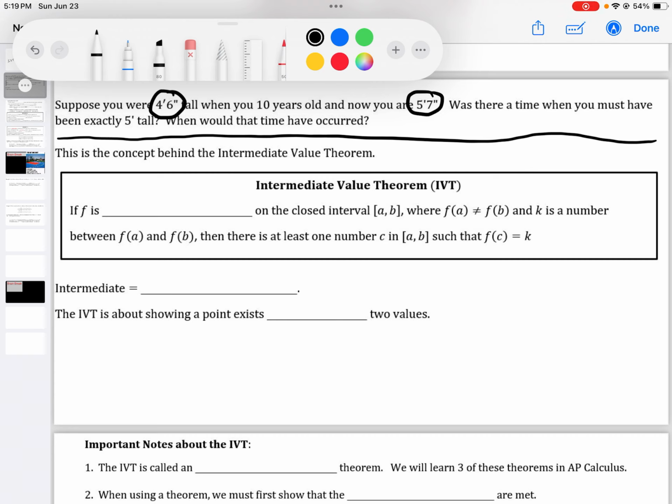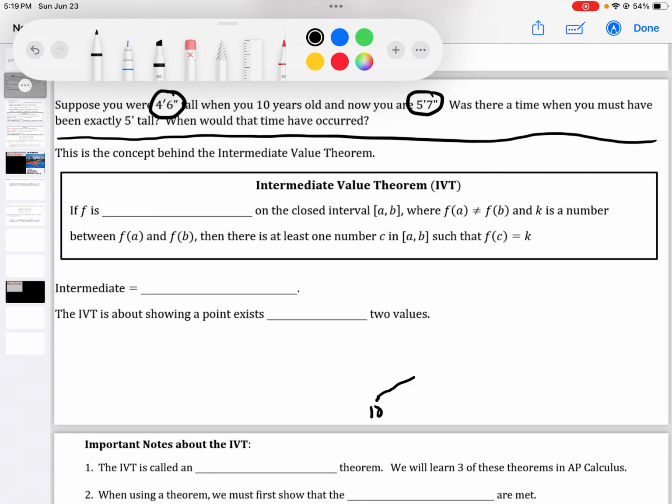All right, so I think it's pretty intuitive. You all say yes, right? We don't know when that happened, but we know that it happened. We know if you start out at 4'6" and you just grow, you don't magically skip 5 feet tall and go straight to 5 feet 7. It's a gradual change.